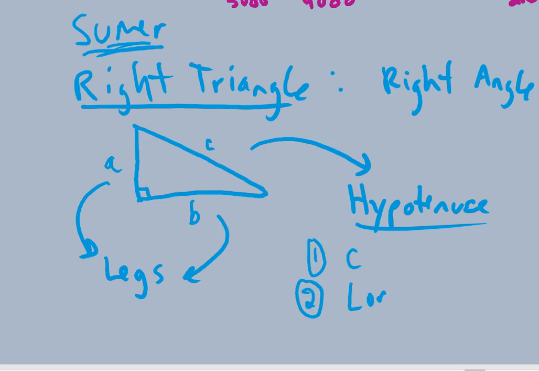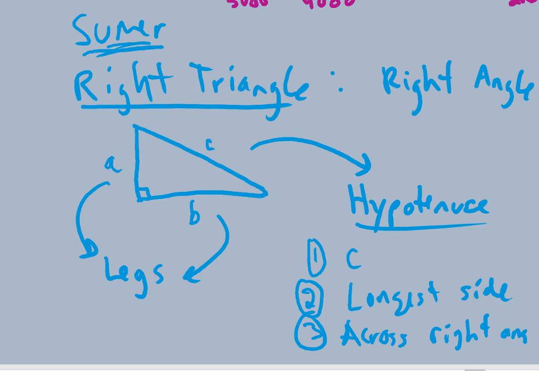It's always the longest side, and this is important, like how to identify the hypotenuse. If you don't do this, you're going to get the whole question wrong. And it's always across from the right angle. It's kind of like the right angle is always pointing at the hypotenuse.